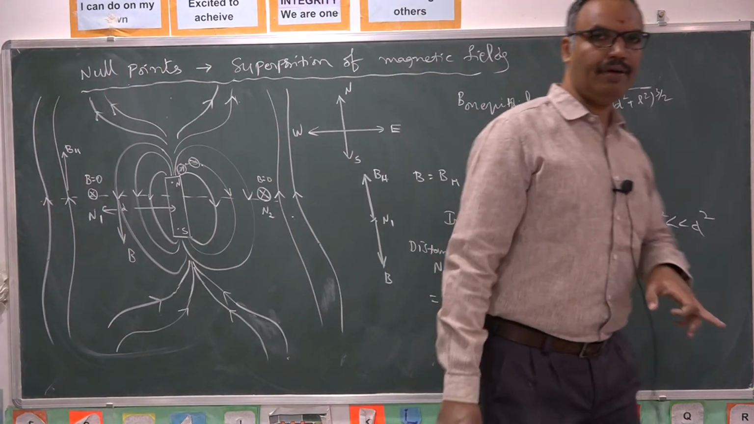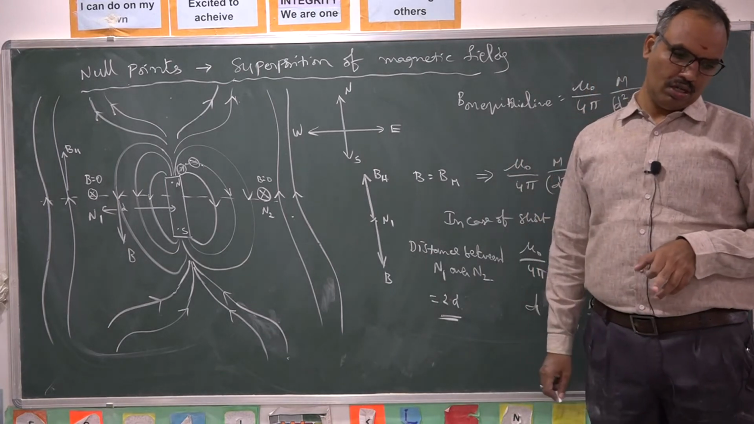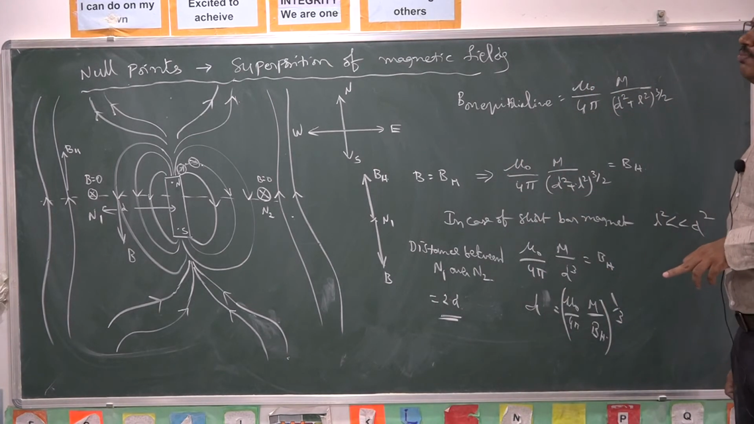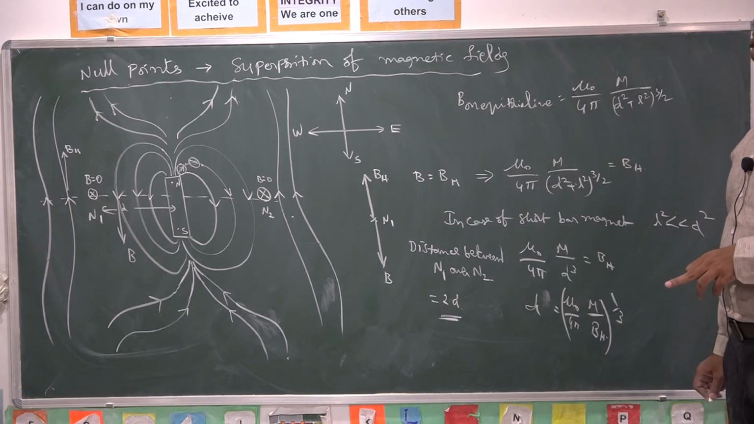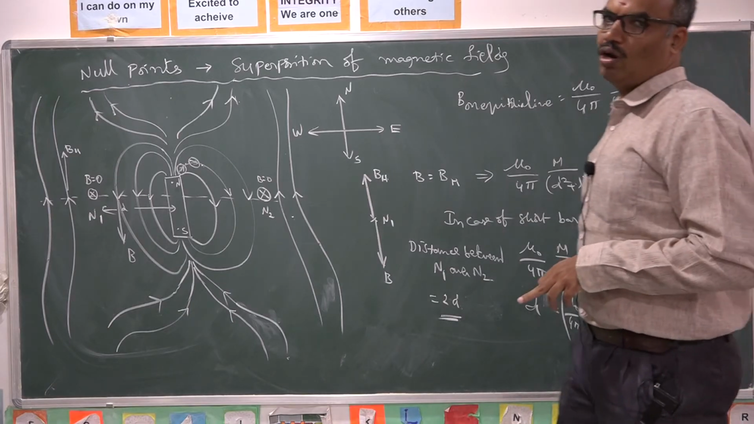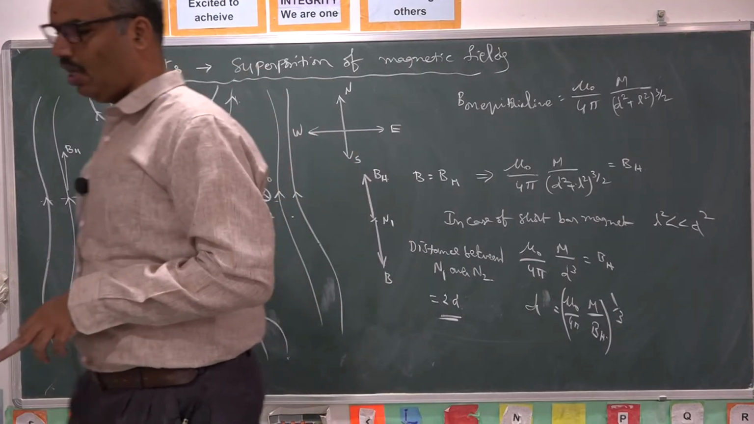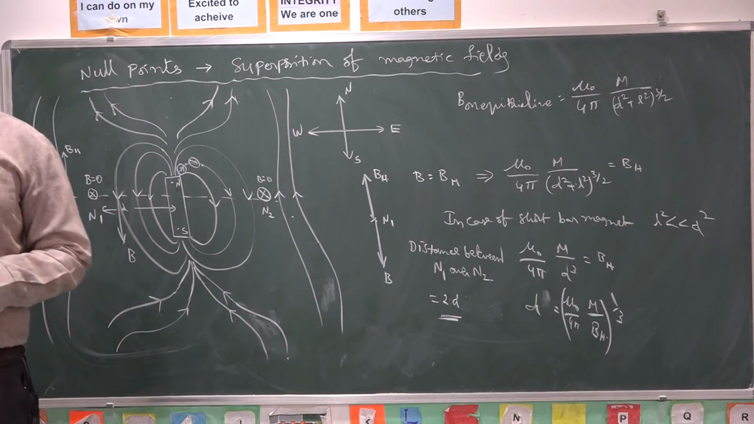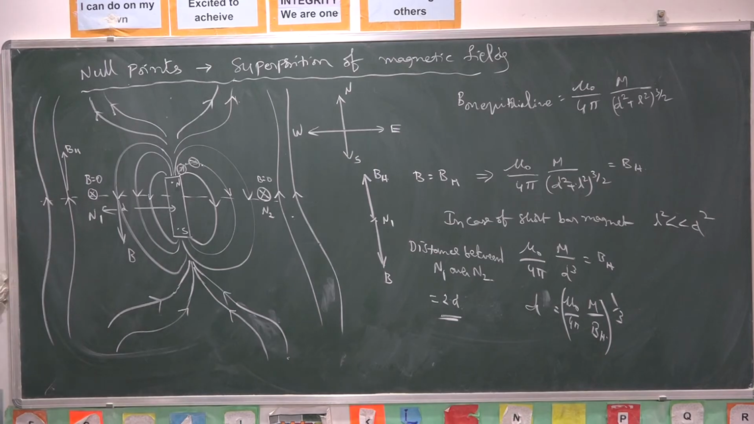If I keep the magnet such that the south pole of the short bar magnet is directed towards geographic north, what could be the nature of the lines of force and where can we find the null points? Now let us do.